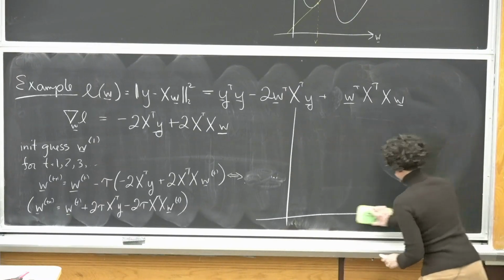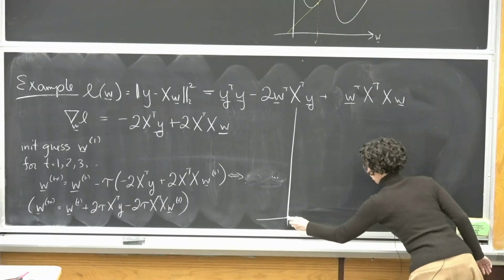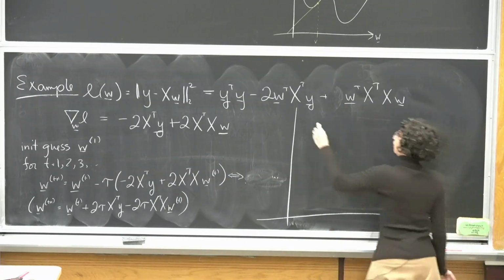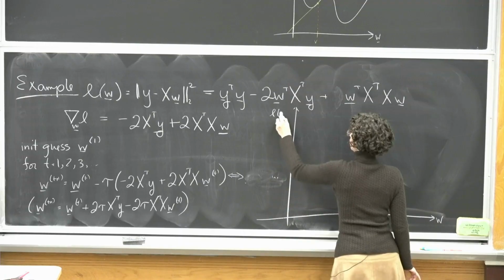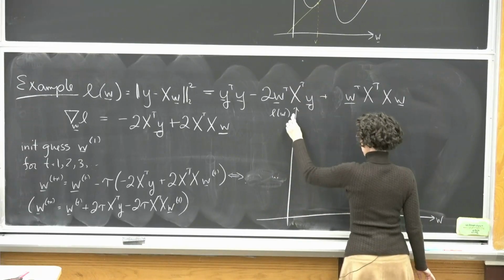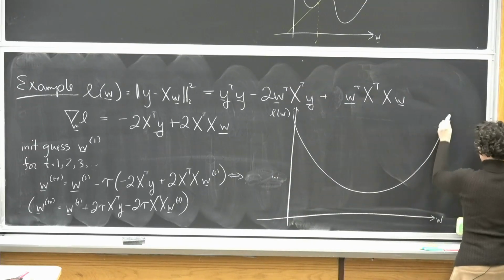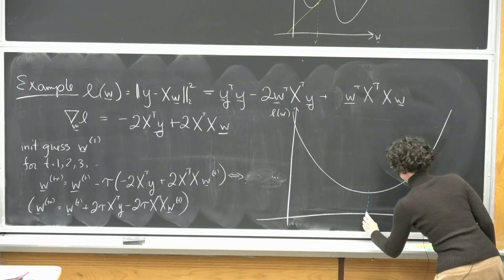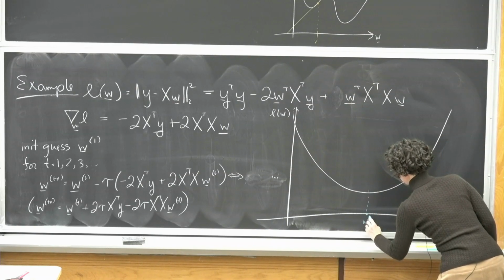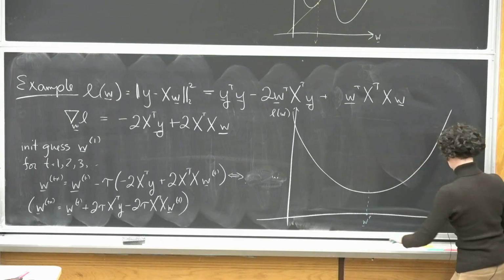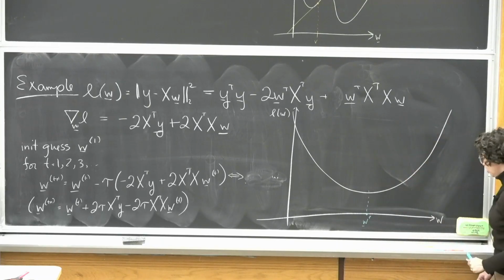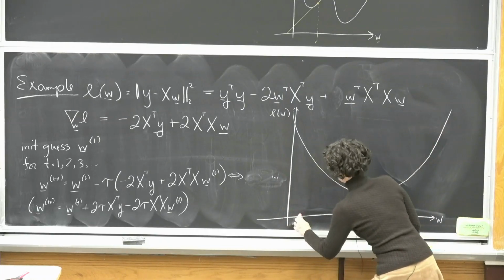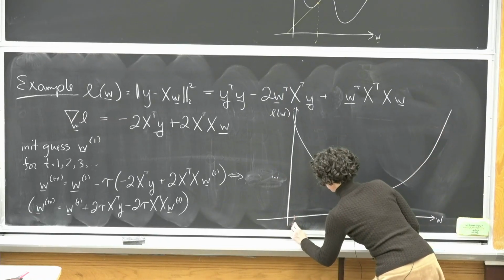And if we make a plot of what's happening here, where W is a scalar now, and my vertical axis is L of W, and so my function is this nice quadratic function. And right here is my W star. This is the thing that I'm going after. Okay, so I'm going to start with some initial guess, W1.